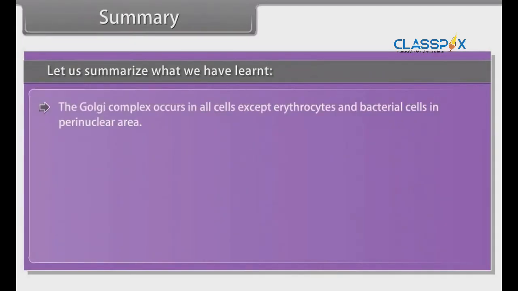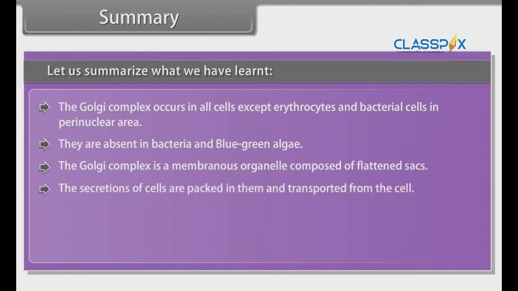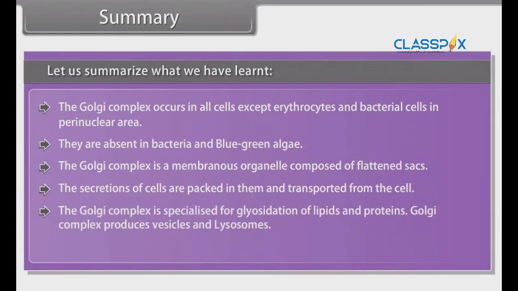The Golgi complex occurs in all cells except erythrocytes and bacterial cells, in the perinuclear area. It is absent in bacteria and blue-green algae. The Golgi complex is a membranous organelle composed of flattened sacs. The secretions of cells are packed in them and transported from the cell. The Golgi complex is specialized for glycosylation of lipids and proteins.